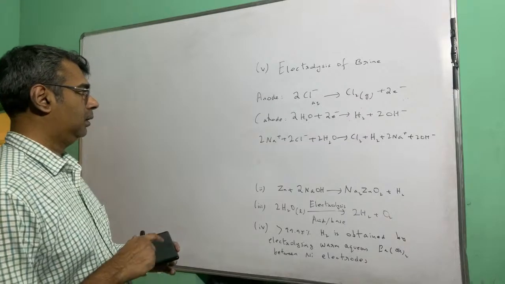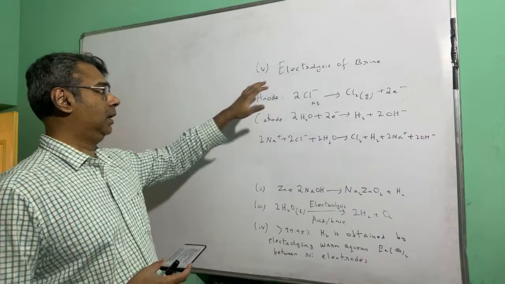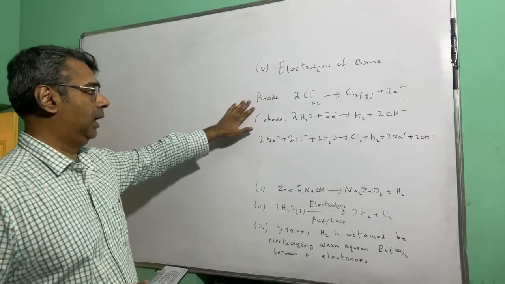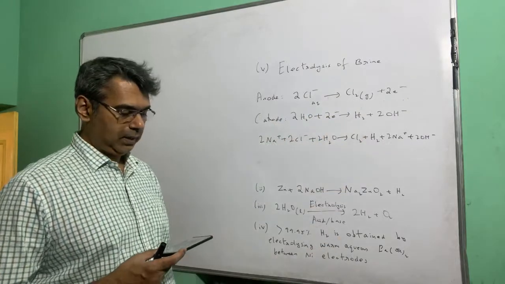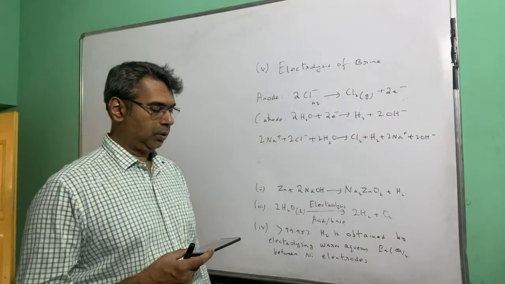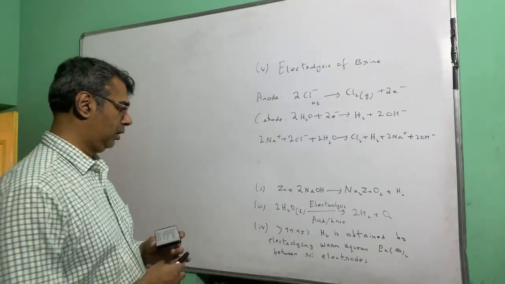Okay, then we come to electrolysis of brine. So in the electrolysis of brine, at the anode you will get chlorine gas, and at the cathode you will get hydrogen gas. So this is method number 5, preparation of hydrogen by electrolysis of brine.